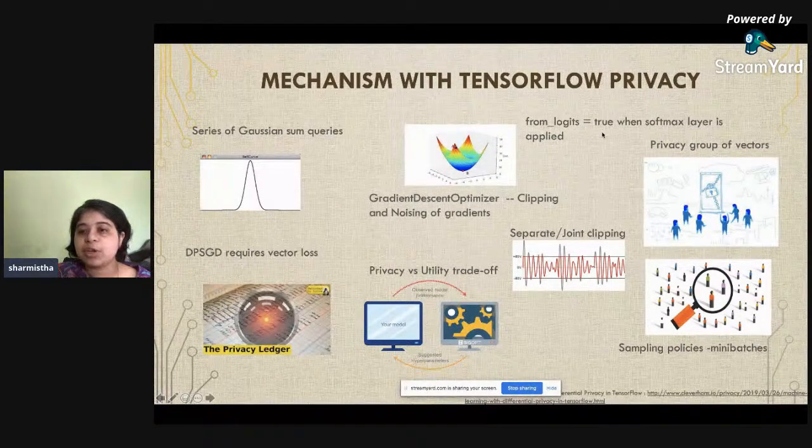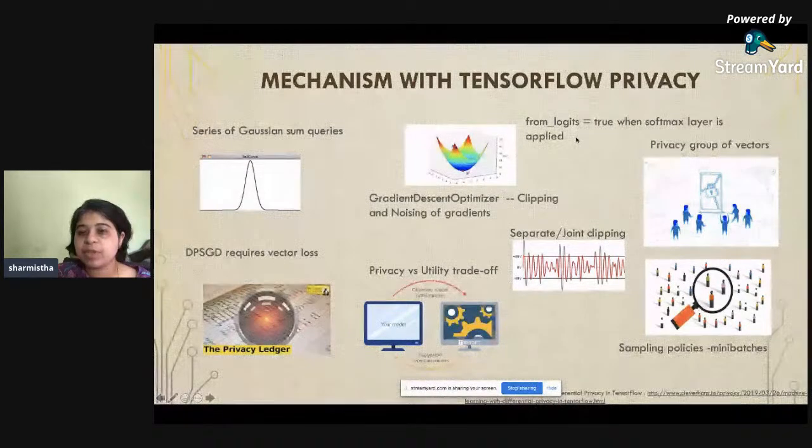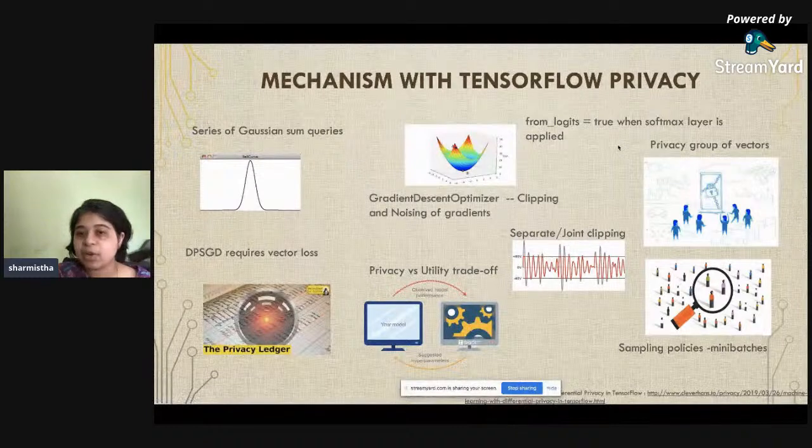There is from_logits equal to true when a softmax layer is applied. You have to see whether you need to apply a softmax layer or not, and what the impact is on model privacy. So don't just plainly apply a softmax layer. Even if you're doing from_logits equal to true, apply the softmax layer.